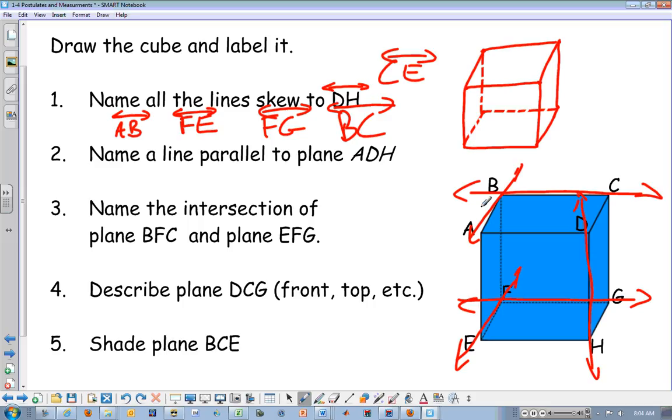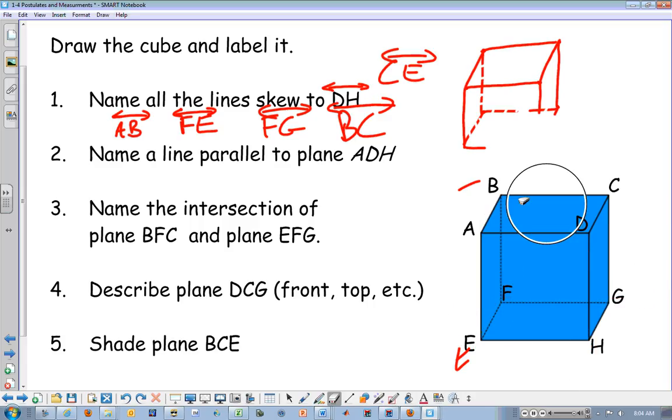Name a line that's parallel to plane ADH. So we can have lines that are parallel to planes. We can have planes and lines that don't cross. So Marissa, where is plane ADH? You tell us where it is. Top, bottom, left, right. Okay, good. On the front. So ADH is the front. Can you give us a line that is parallel to it? A line that never crosses that?